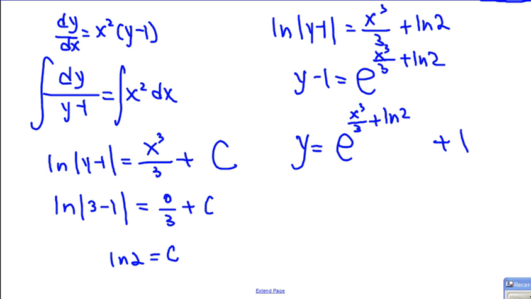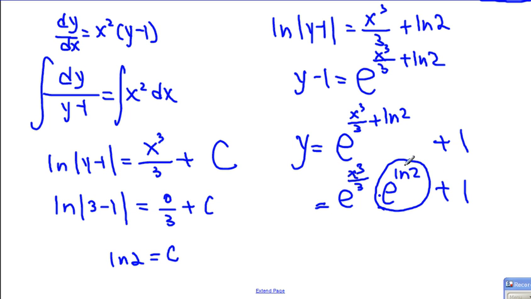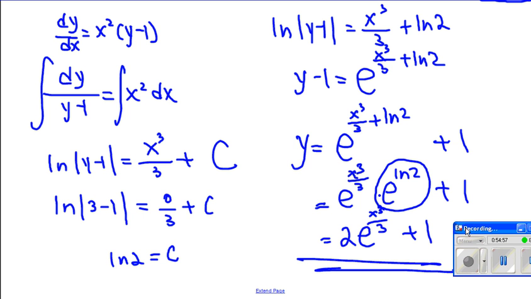Now, this would be good enough, but if you wanted to simplify even further, you could put it this way: e to the x cubed over 3. Addition in the exponent means multiplication, so e to the ln of 2, plus 1, and e and ln cancel out, leaving 2. So therefore another way of writing this answer would have been 2 times e to the x cubed over 3 plus 1. That would have been our final answer. That's it.